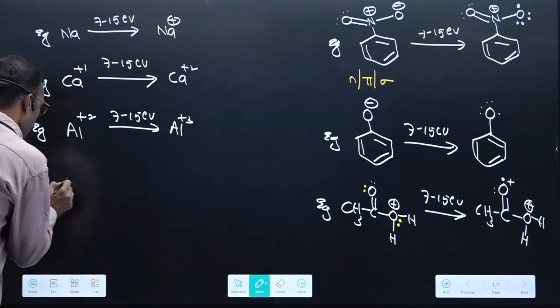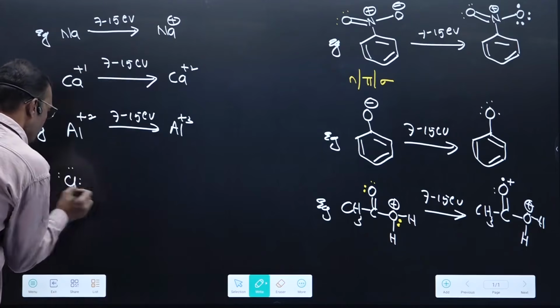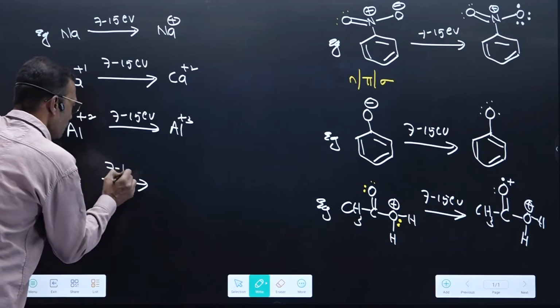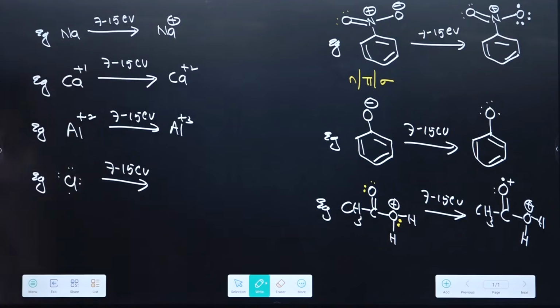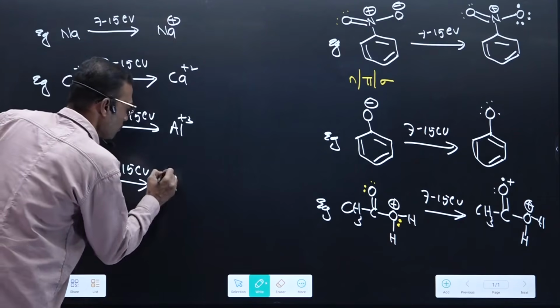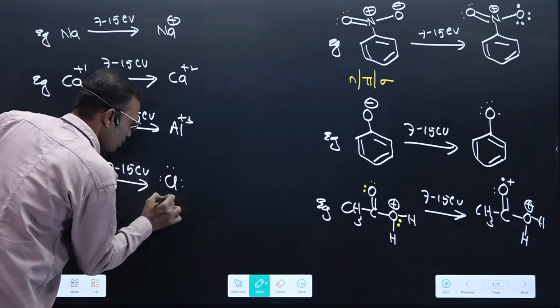Suppose I take chlorine carrying 3 lone pairs and 1 extra electron. Now, with 7 to 15 electron volts, I want to remove one electron. Then chlorine carries how many electrons? 7. If I remove this electron, chlorine has lone pairs, 1 electron lost, and is positive.